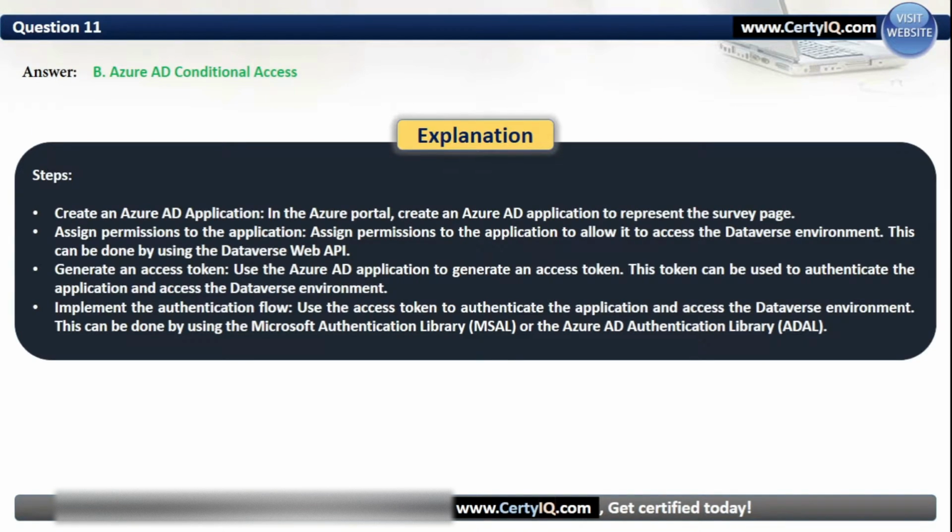The correct steps: create an Azure AD application in the Azure portal to represent the survey page. Then assign permissions to the application. Assign permission to the application to allow it to access the Dataverse environment. This can be done by using the Dataverse Web API. Then generate an access token. Use the Azure AD application to generate an access token. This token can be used to authenticate the application and access the Dataverse environment.